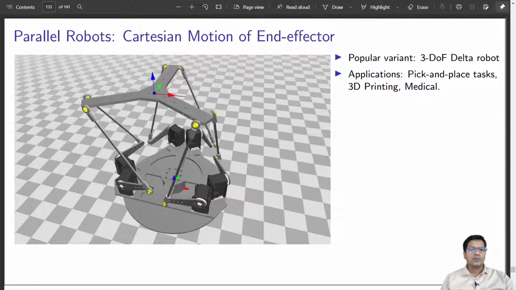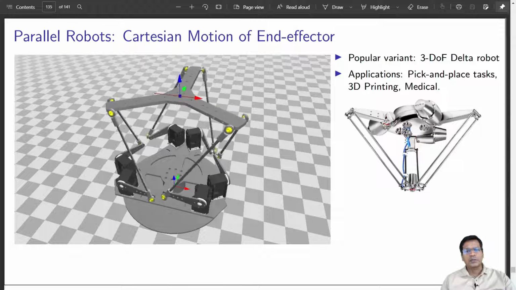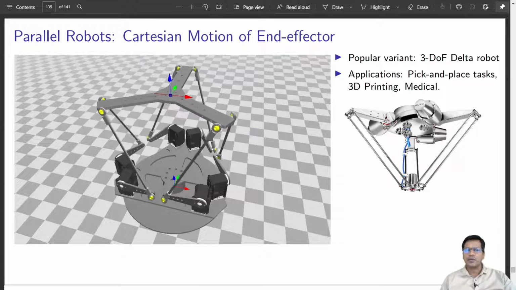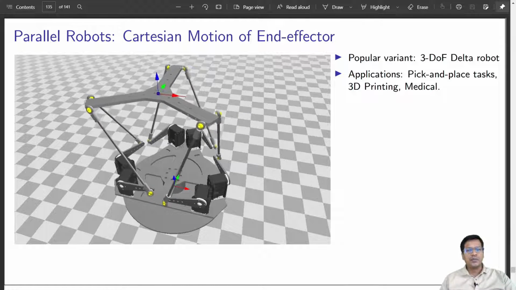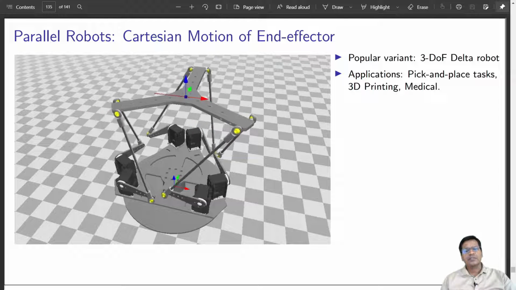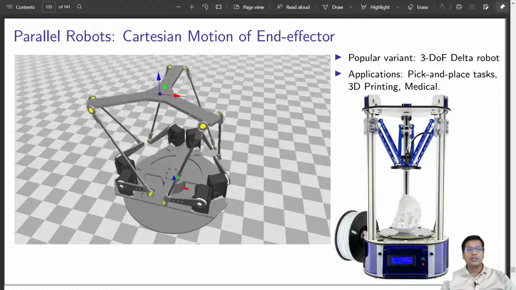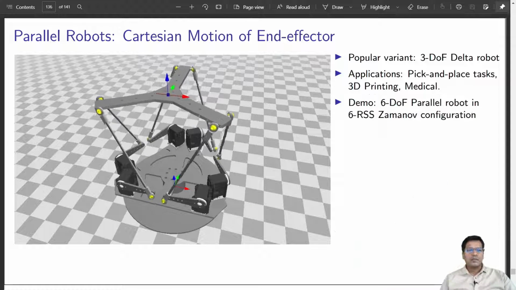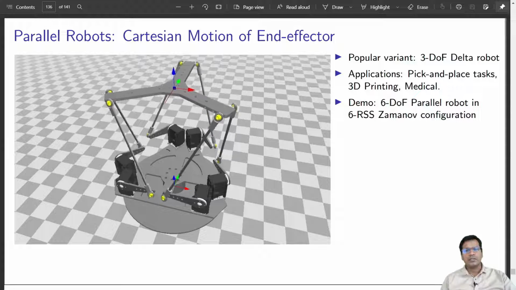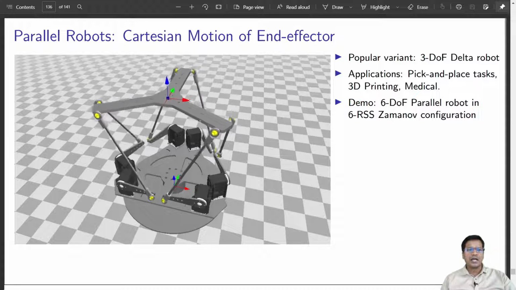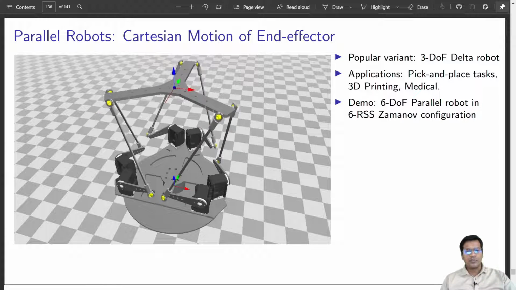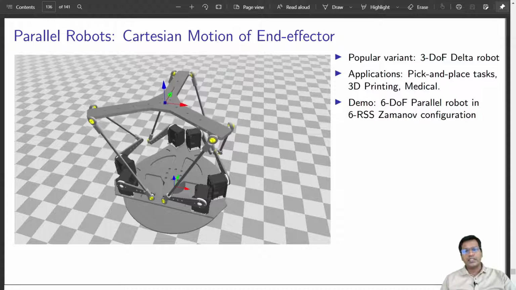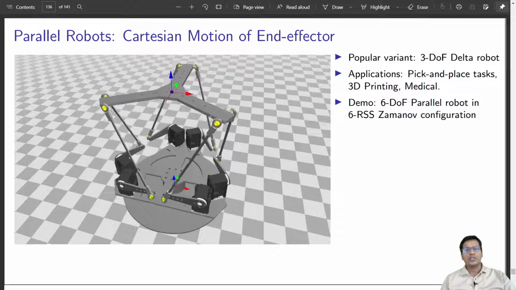Parallel robots. One of the most popular variants of these robots is the 3 degrees of freedom delta robot. The applications include pick and place tasks, 3D printing, medical robots, or any gaming platform. The demonstration video here shows a 6 degrees of freedom robot that is popularly known as 6RSS, Revolute Spherical Parallel Robot, in Zamanov configuration. It shows 3 translation and 3 rotation motion of the top platform in Cartesian workspace.